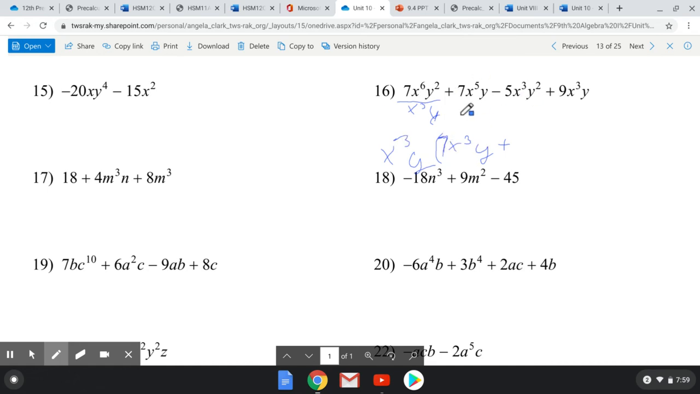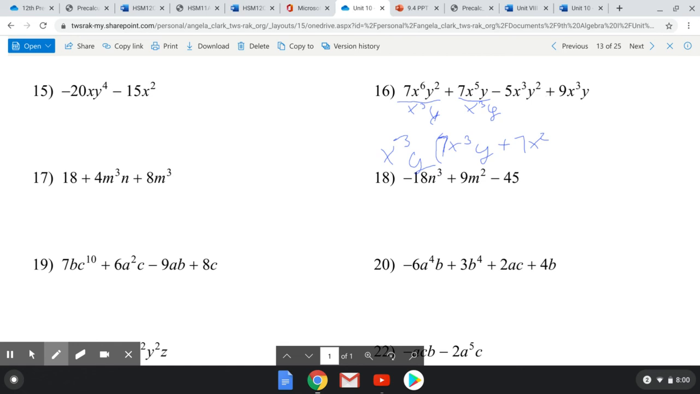So then on this next term, again, we're not going to be dividing by a number. So that 7 is just going to be there. It's going to stay the same. So x to the third y. And then we have x to the fifth divided by x to the third. 5 minus 3 is 2. So we have x squared. Y divided by y is 1, so it just isn't going to be a y there. Those cancel each other out.